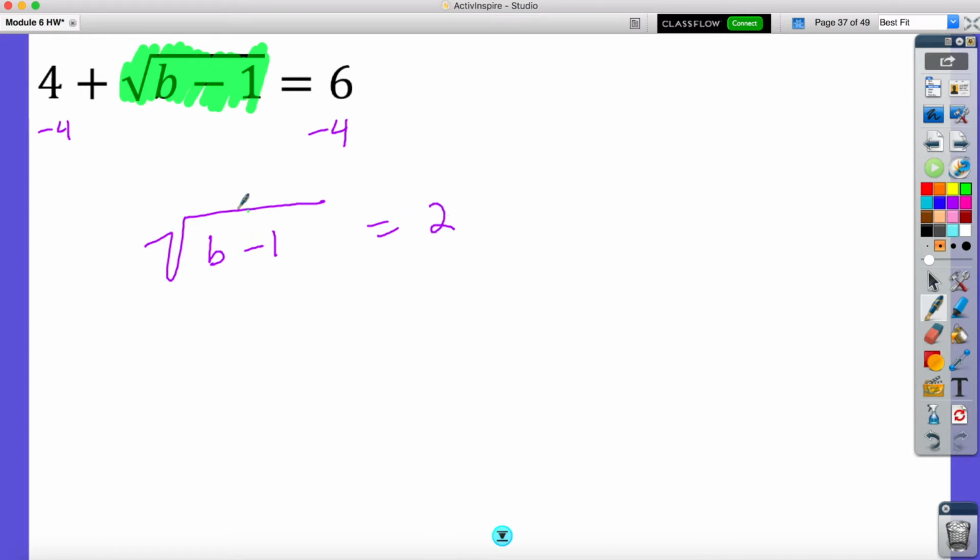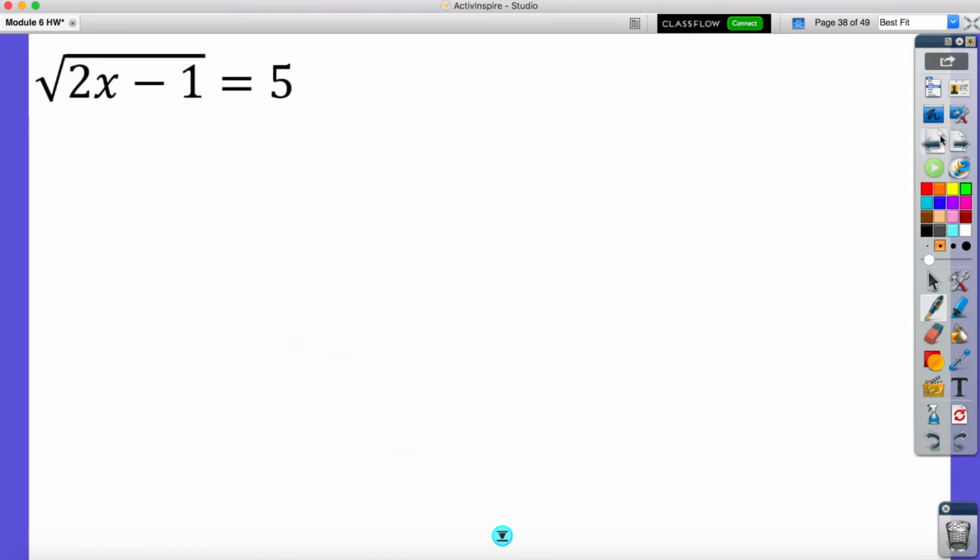So now my next step, in order to eliminate a square root, what I need to do is square it. So I'm going to square both sides. This is going to give me b minus 1 is equal to 4. So then I'm going to add 1 on both sides, and this will give me b equals 5. Okay? All right, so yeah, that's it for that one.